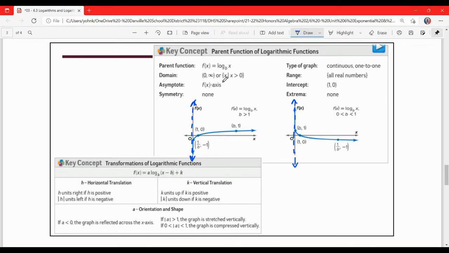The domain now is restricted to 0 to infinity versus the range is all real numbers. We still have an asymptote, this time though it's vertical. We can still move them right, left, up, or down. We can still reflect them. We can still stretch and compress vertically. Notice these different ordered pairs as well: (1, 0), (b, 1), and (1/b, -1). We're going to use those when we graph.